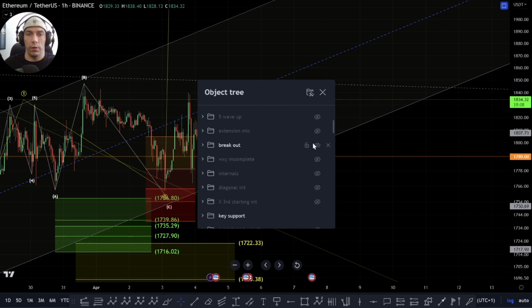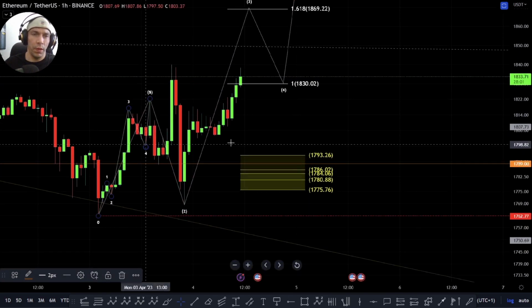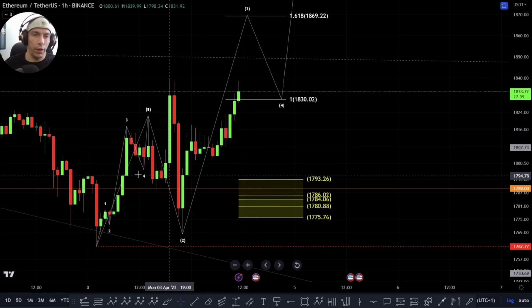So if we are looking for that direct breakout here, basically what I would be looking for is something like this. So this would be the only way that I could potentially count it at the moment.